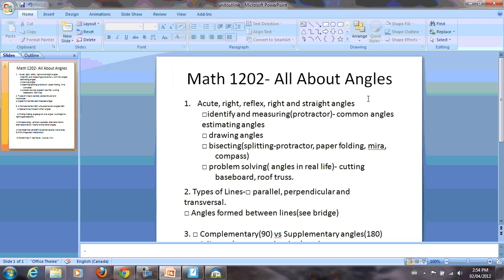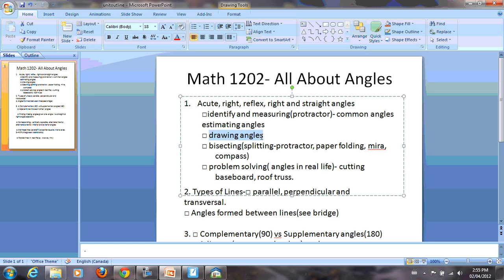Math 1202, all about angles. In this unit, you're going to learn about different types of angles, such as acute, right, reflex, and straight angles. You're going to try to measure them using a protractor and recognize some common angles. You'll have to draw some angles using a protractor.